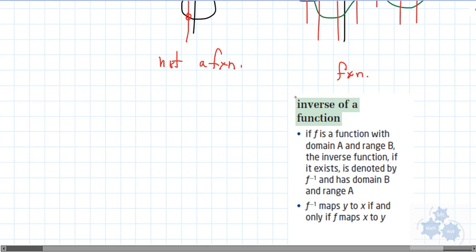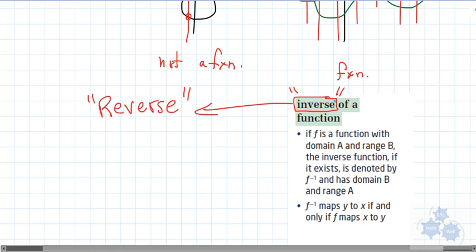But when you see inverse, I want you to think reverse. Inverse means reverse. And what are we reversing? Well, when we have the inverse of a function, we're basically reversing x and y. They're switching places. So we reverse the position of x and y in the relation, or in the function.